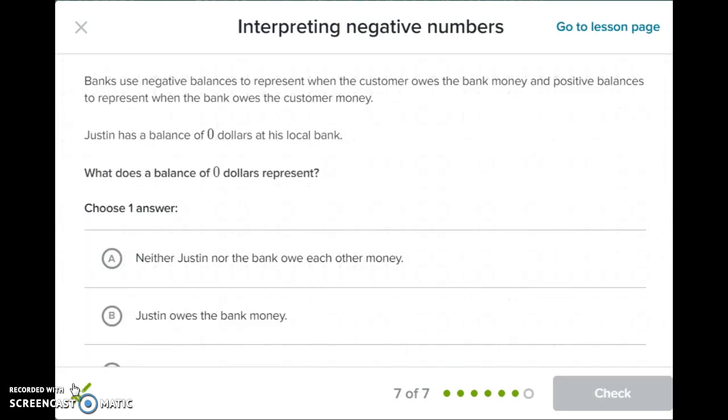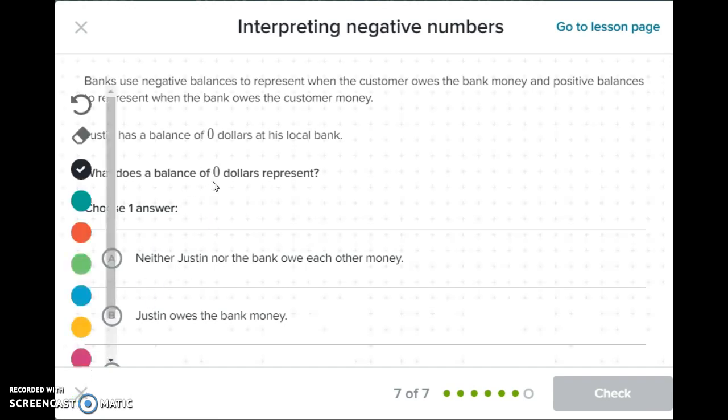Banks use negative balances to represent when the customer owes the bank money, and positive balances to represent when the bank owes the customer money. Justin doesn't have a balance of $0 in his bank. What does the balance of 0 represent?